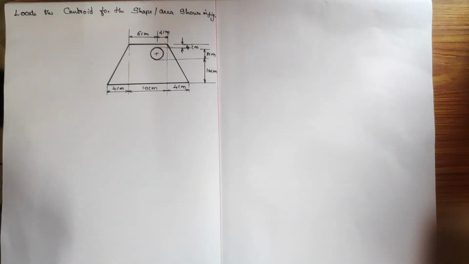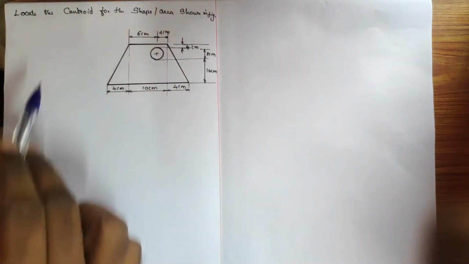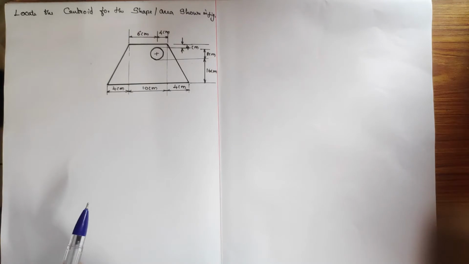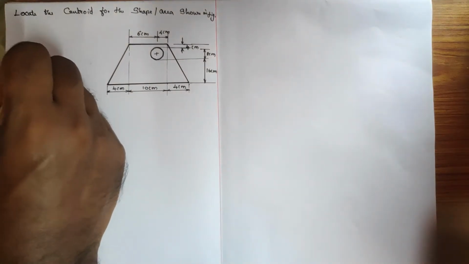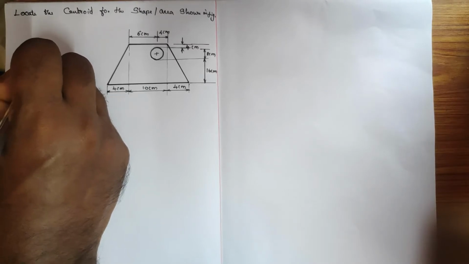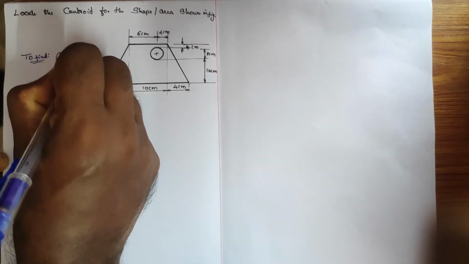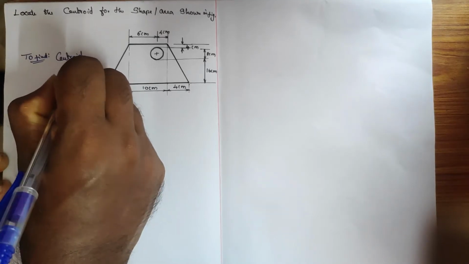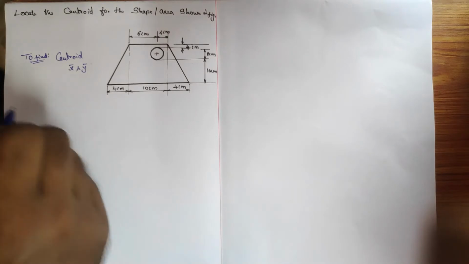So for our workout, here we have the figure something like this. So this is a composite figure. For this, we need to find the centroid, nothing but x bar and y bar. We have to give the answer for x bar and y bar.